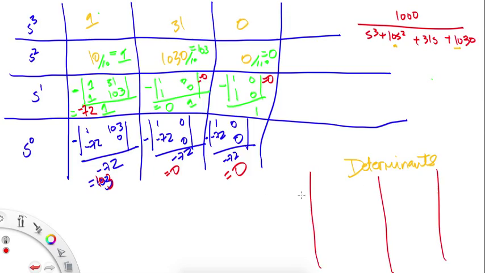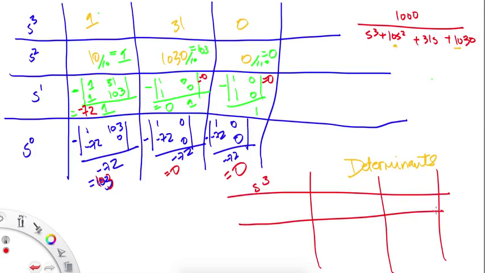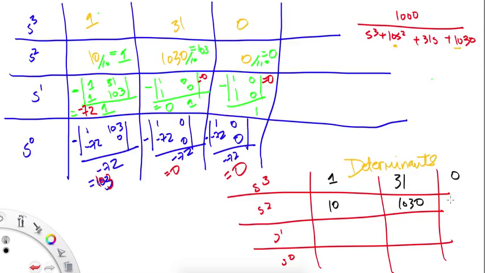3 columns, which is always 1, so number of rows minus 1. So s to the power of 3. We start with our highest power, s squared, s to the power of 1, s to the power of 0. Then we write down the coefficients of each of these terms. You start with the 1, which is the coefficient of s cubed. Then we skip 10, we write down 31. Then we skip 1030, and we don't have any term next, so we just write down 0. For the next row, we skip the first term, we write down the next term, 10. We skip 31, we write down 1030, and then since there's nothing there, we fill it in with 0.